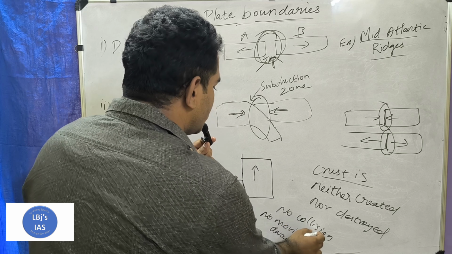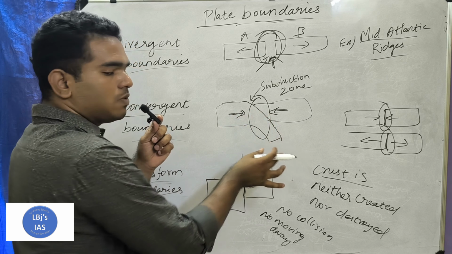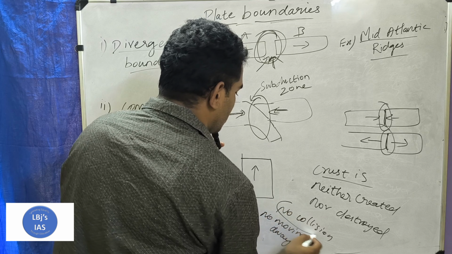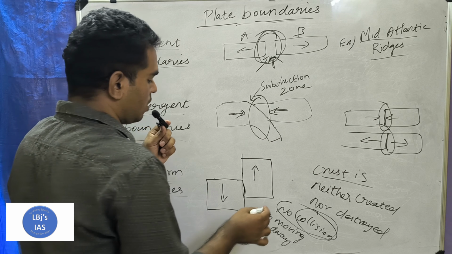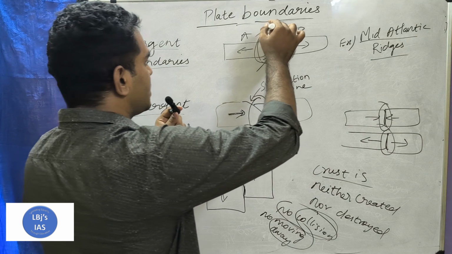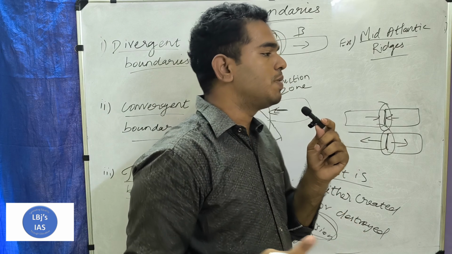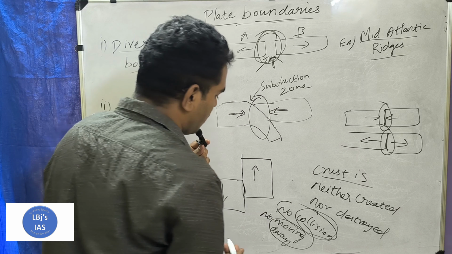When a collision happens, there is a formation of trenches. The crust will be destroyed in a collision. When the plates move away from each other, magma comes out from the asthenosphere, new crust is formed and ridges are formed.